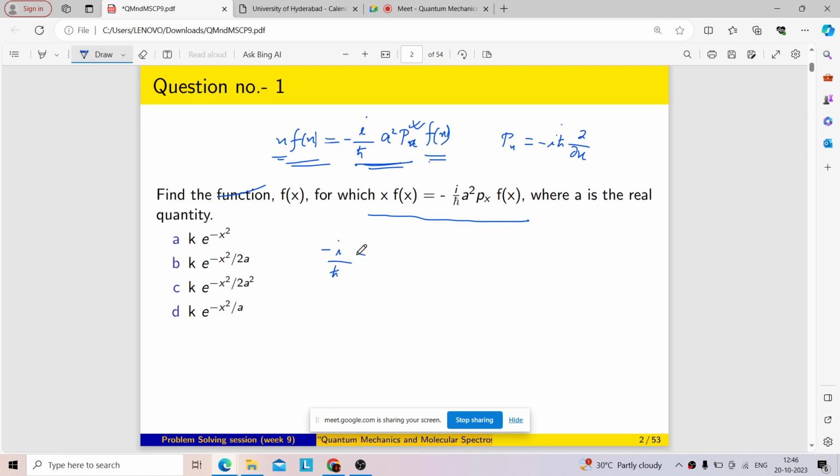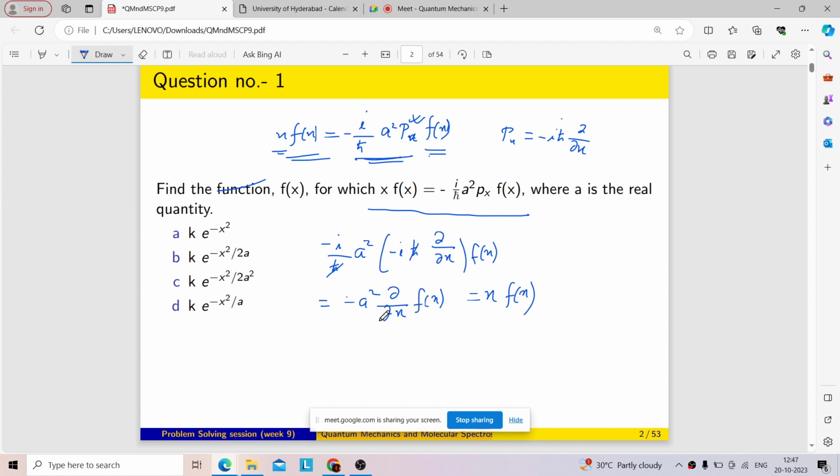Now if we substitute this in the above equation, we have minus i over h cross a square, then minus i h cross del over del x f of x. Further simplifying, minus i times minus i gives minus 1, and h cross cancels, so minus a square del over del x f of x equals x f of x.